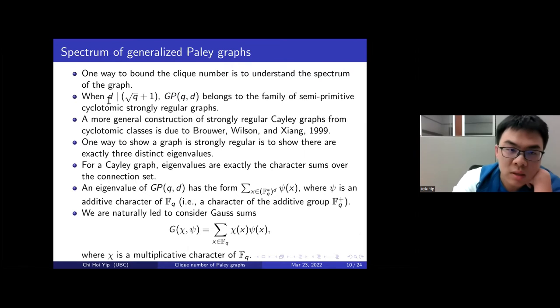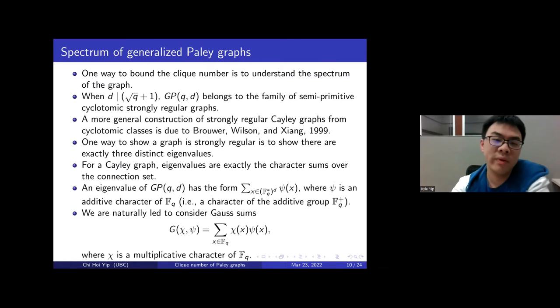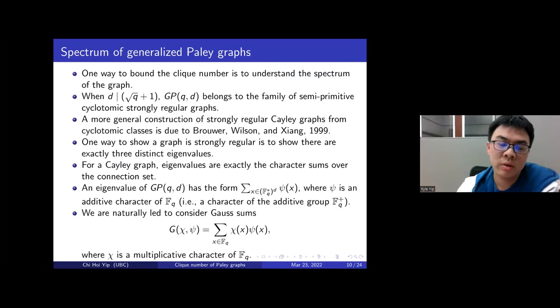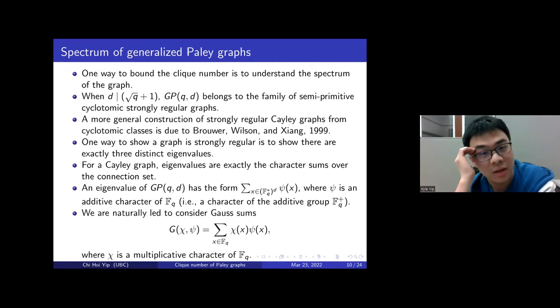So it turned out that when D divides square root Q plus one, which is the good case where the clique number is equal to square root Q, and essentially the only maximum clique is given by the subfield. In that case, we can actually show that GP(Q,D) forms a strongly regular graph. And the reason is that basically it comes from a more general construction that Shamil mentioned.